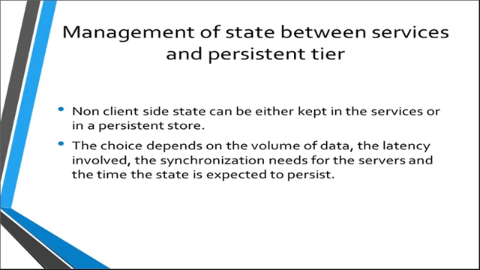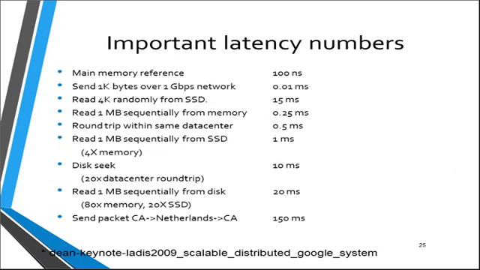So state can be kept either in the service or in some persistent store. That's the state that the client doesn't have. And the choice depends on the volume of data, the latency involved, the synchronization needs, and the time the state's expected to persist. So if it's going to last a long time, then you want to put it in persistent storage. If it's transient state, then you might keep it in a shared cache, something like memcache.